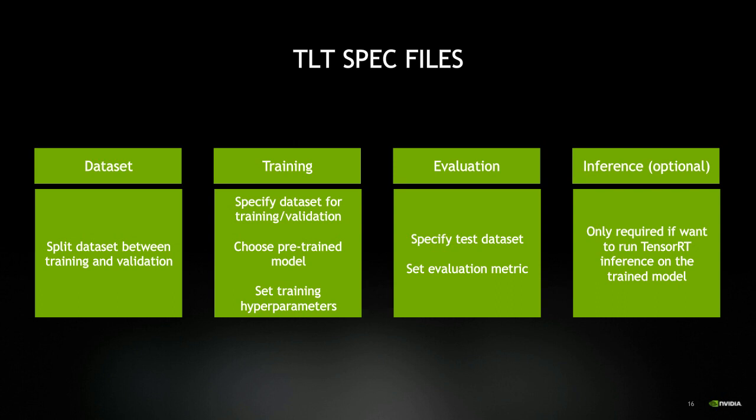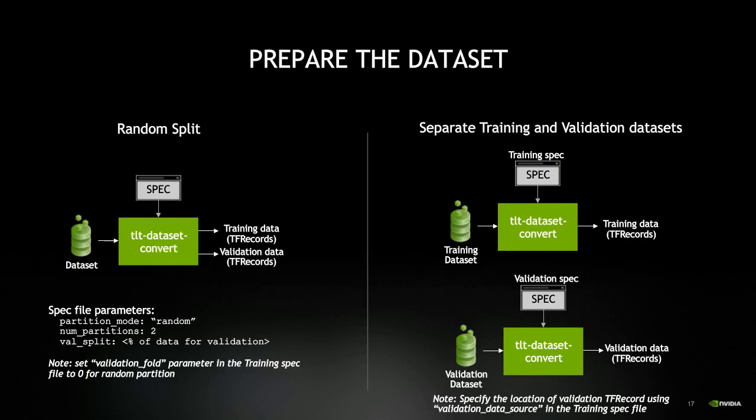The first step of TLT is preparing your dataset, creating training and validation data, and converting the dataset to TFRecords. This is extremely useful when you are training on hundreds of thousands of images. TLT allows 2 types of datasets: a common training and validation dataset, which TLT will split randomly during dataset convert, and separate datasets for training and validation that are chosen by the user.